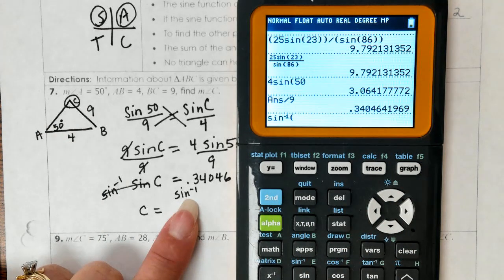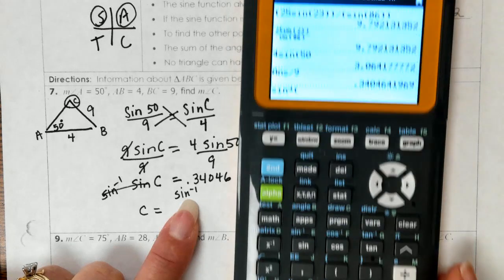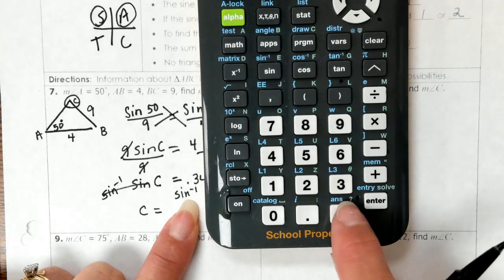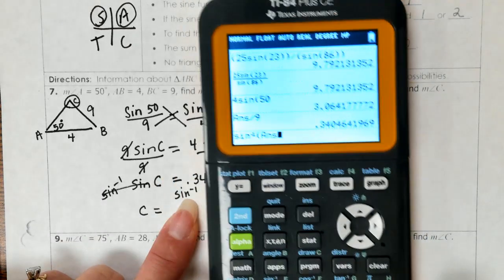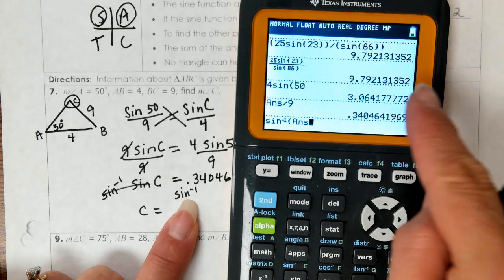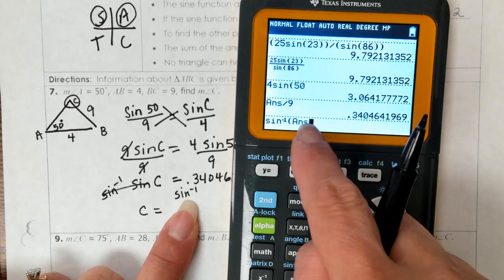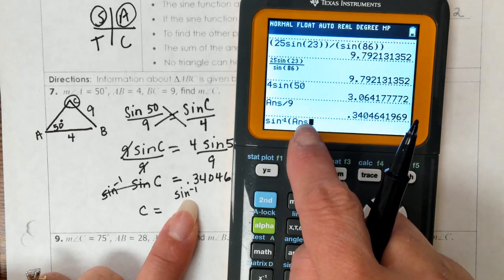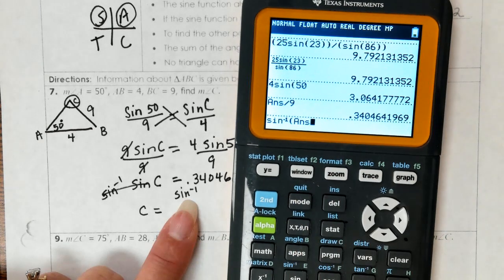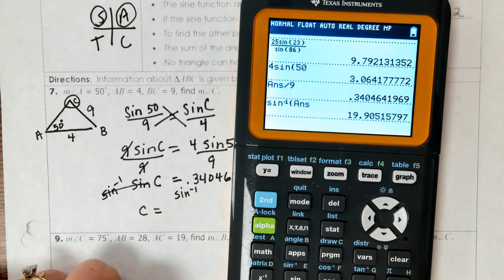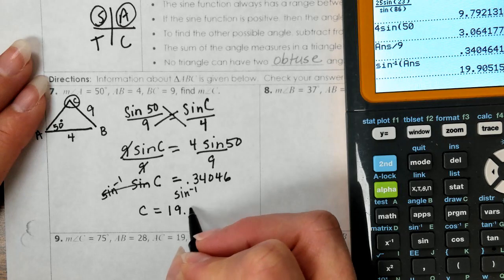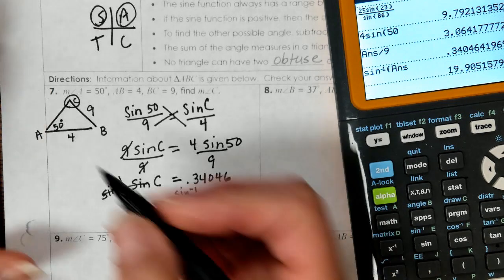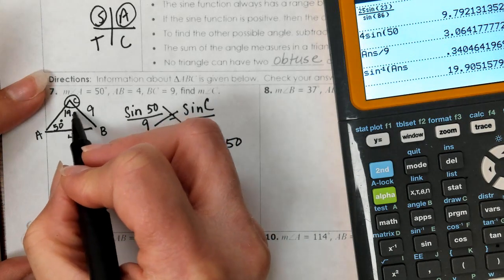That's that inverse part. Then I'm going to do second, and down here at the bottom of our calculator it says answer. I'm going to press this key. So I did second and then that little negative button, and it types all of this answer into that location. So press enter, and it gives you 19.9. Now 19.9 is one answer that is possible for the angle C.